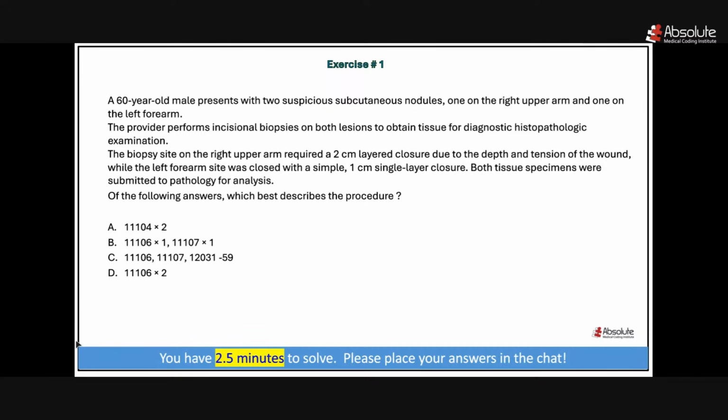Okay, so you have 2.5 minutes to code this one, coders, and your time begins right now. Once you're done, you can place the answers in the chat. Let's do it.